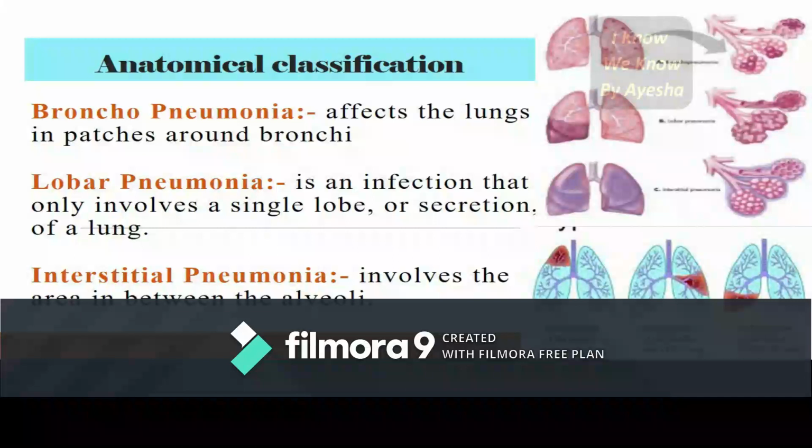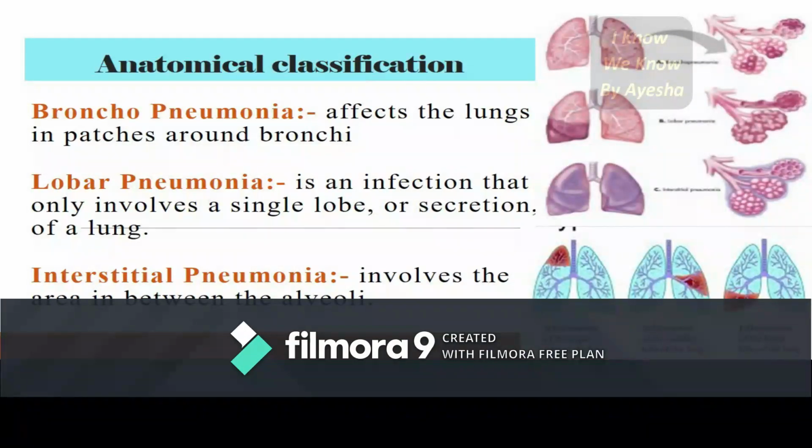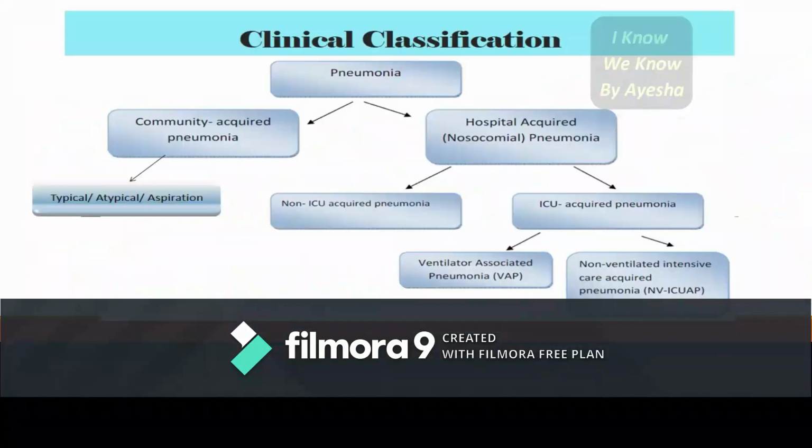Anatomically, pneumonia can be classified as bronchopneumonia, where all the bronchi of the lung get affected in this type. Lobar pneumonia, where only the lobes of the lung get affected, whereas interstitial pneumonia involves the area in between the alveoli.